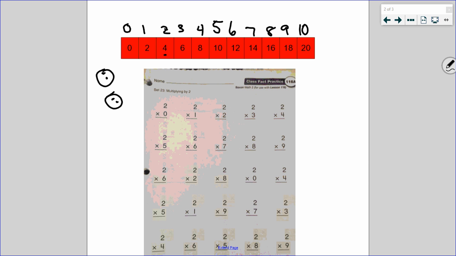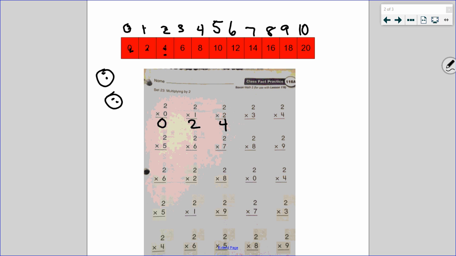Now, obviously, the goal is for you to memorize these. But before we can memorize them, we have to understand them and work them at a slower pace. So this is what I would do. 2 times 0. Well, I find my 0 up here, and my answer is 0. 2 times 1. I find 1 up here. The answer is 2. 2 times 2. If I find my 2 up here, the answer is 4.